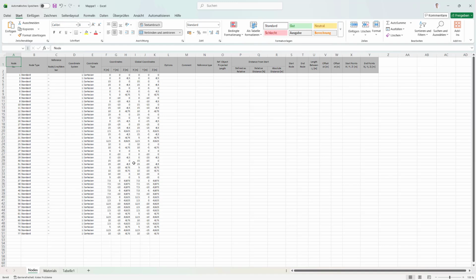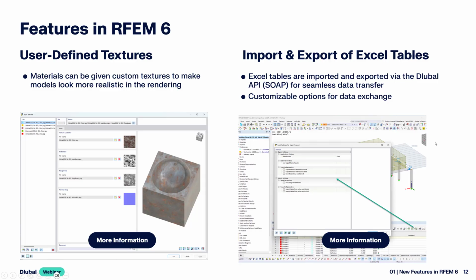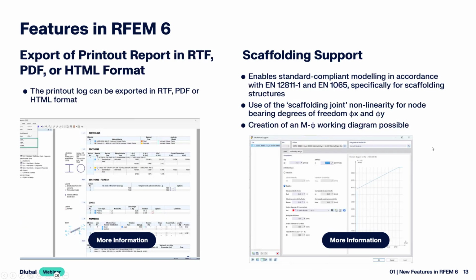So also this table was transferred. So then turn back to the slides. New is the RTF export of the printout report. And you can export it, of course, also in a PDF or HTML file. And RTF can, for example, be used in Microsoft Word. Then the scaffolding support is also new, RFEM 6 and RSTAB 9.